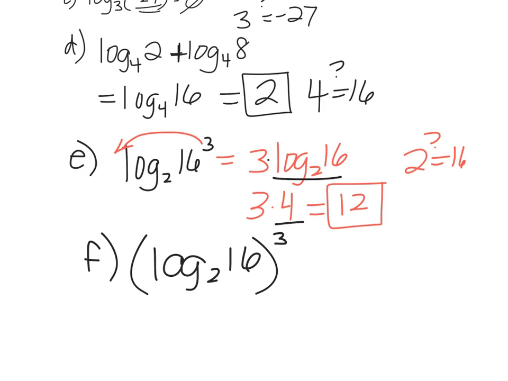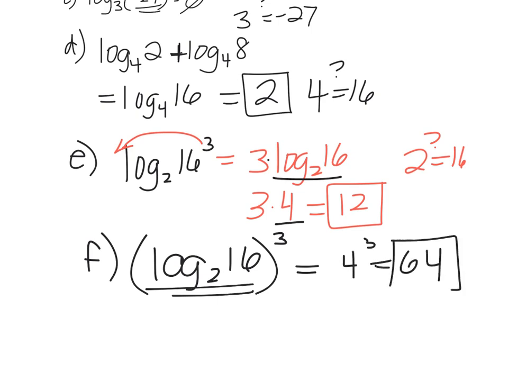Okay. You have to use correct order of operations. You have to do inside of the parentheses first. This is different than the last one. You can't bring the 3 down. Whatever answer you get in here, you cube it. So what's the answer to the inside? We just did that. Log base 2 of 16 is 4, and 4 cubed is 64. Different problem. Those parentheses made a huge difference there.